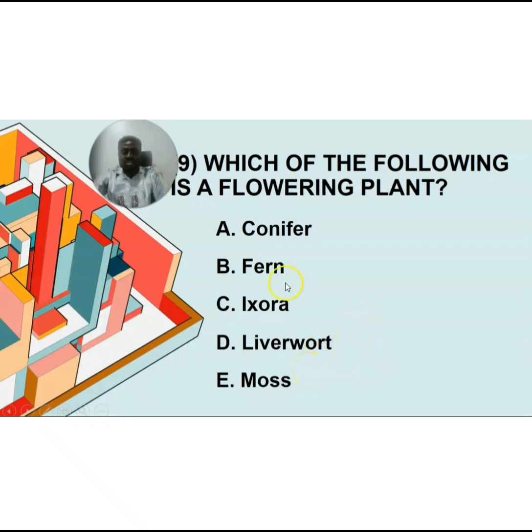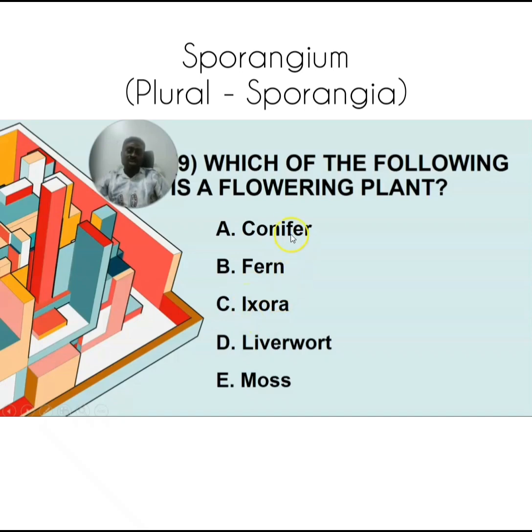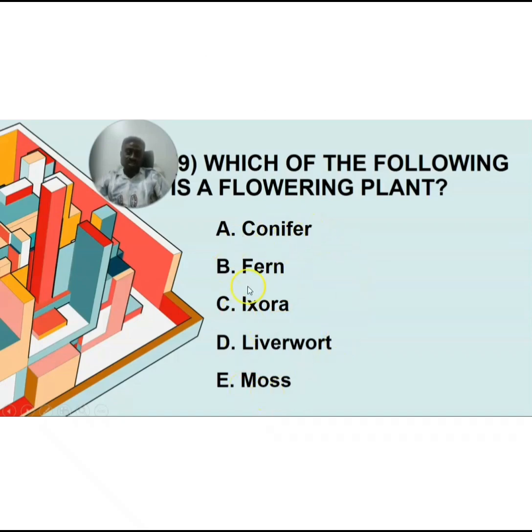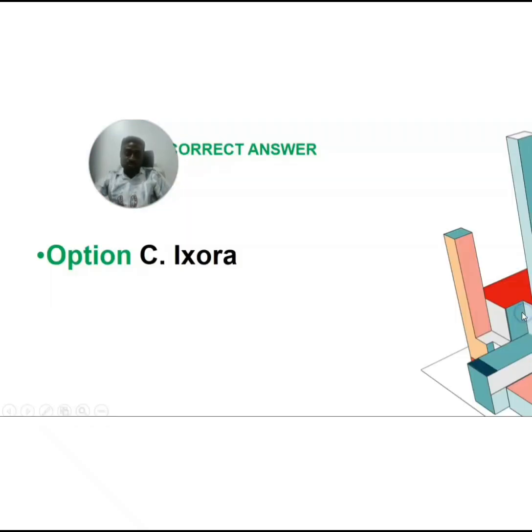Plural is sporangia. So the odd one out of this, or the flowering plant in question, is ixora. All other ones are non-flowering plants. So the correct answer is option C, ixora. You can make further research to study more about this particular plant and its features and characteristics as well.